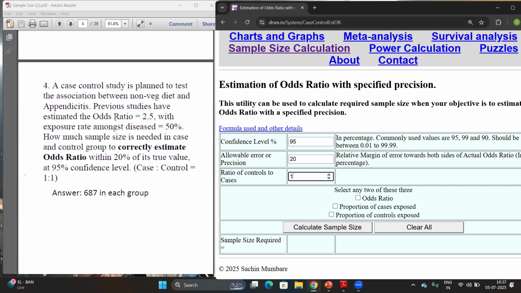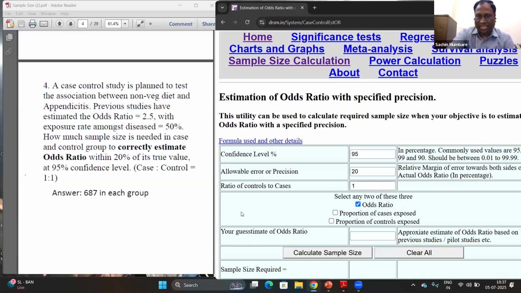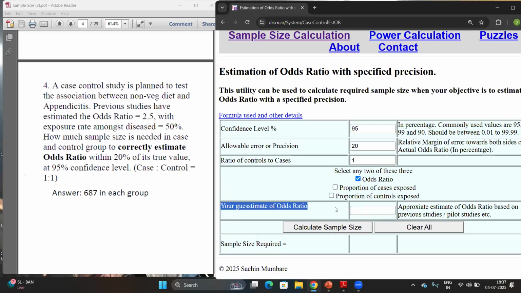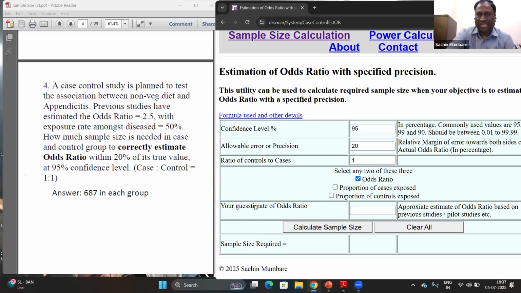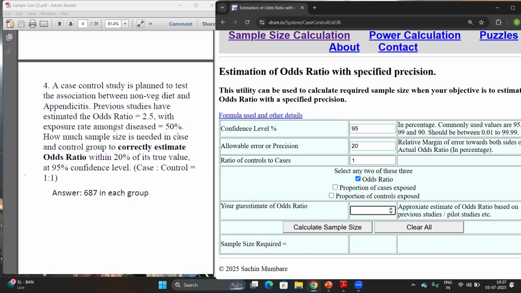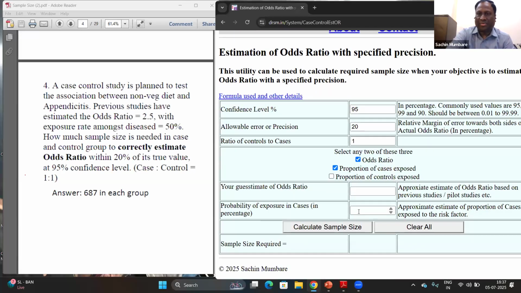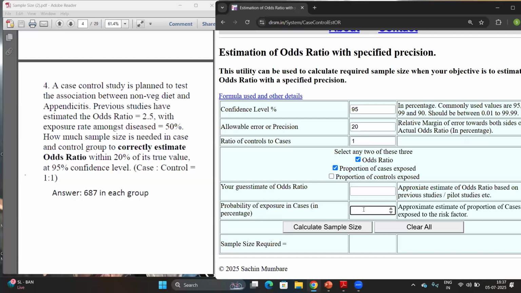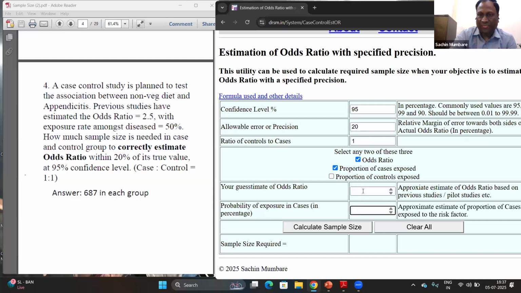So what is given here? Odds ratio is given, and exposure rate among cases, so I will select odds ratio and proportion of cases exposed. So this row is now visible. Your guesstimate of odds ratio, this is visible. And next is exposure rate among disease, this means exposure rates of cases. So this row is also visible now. So I will give the input for that.